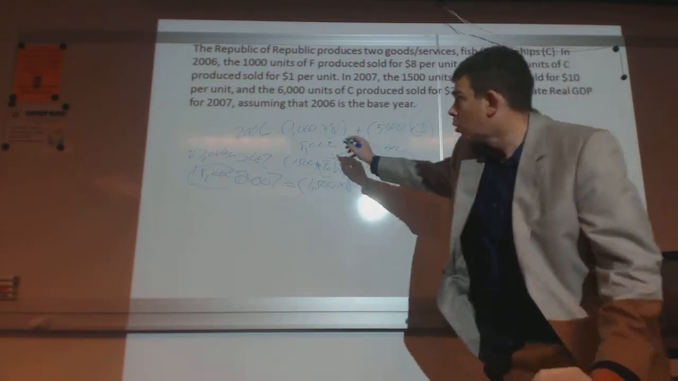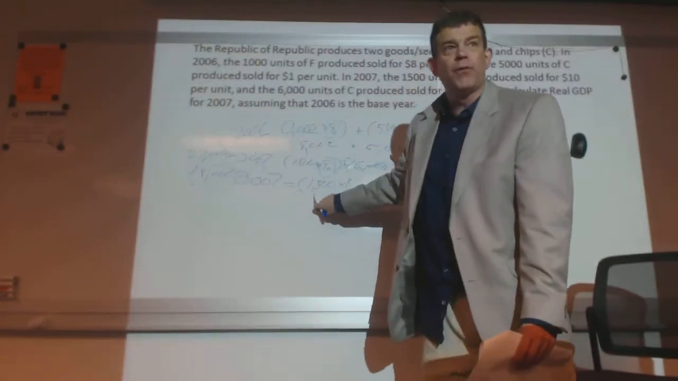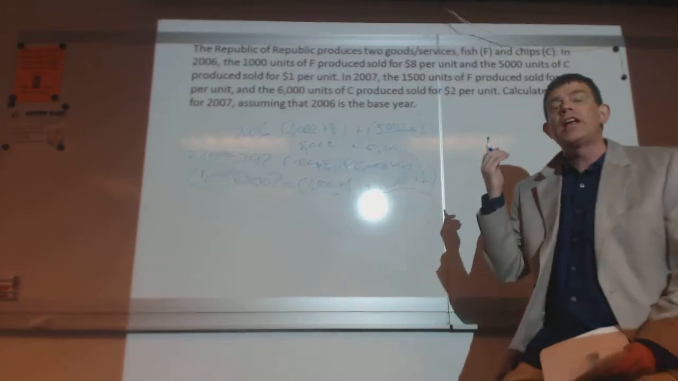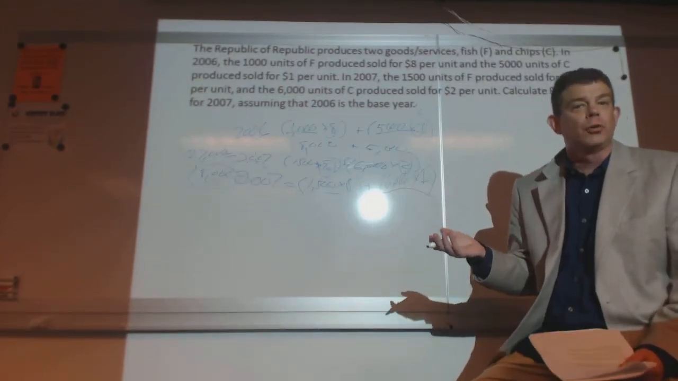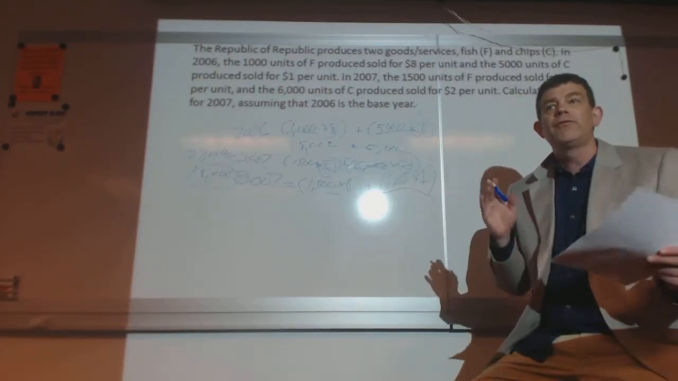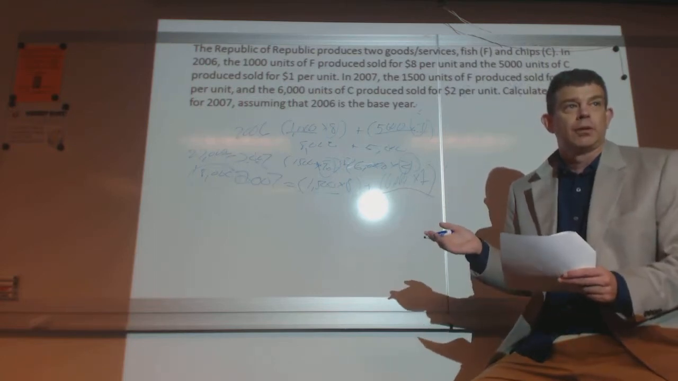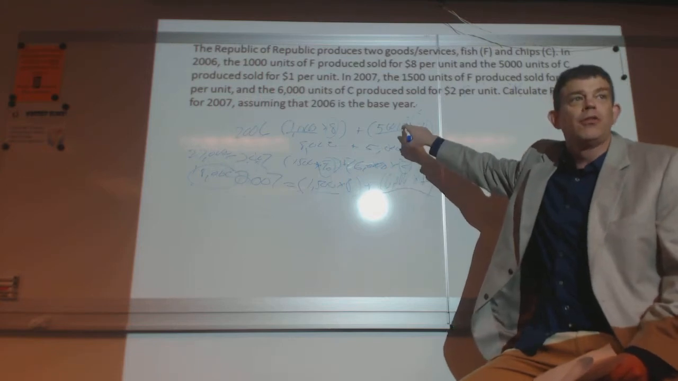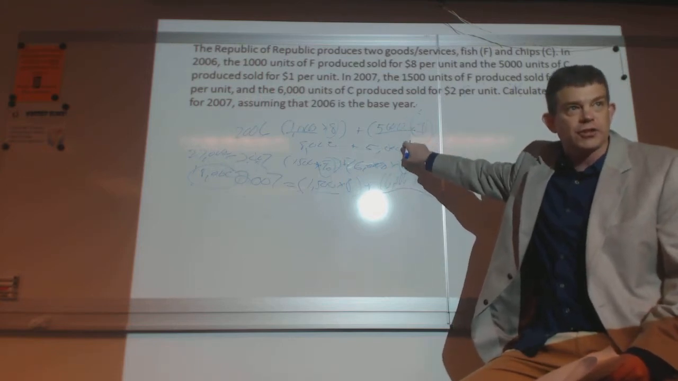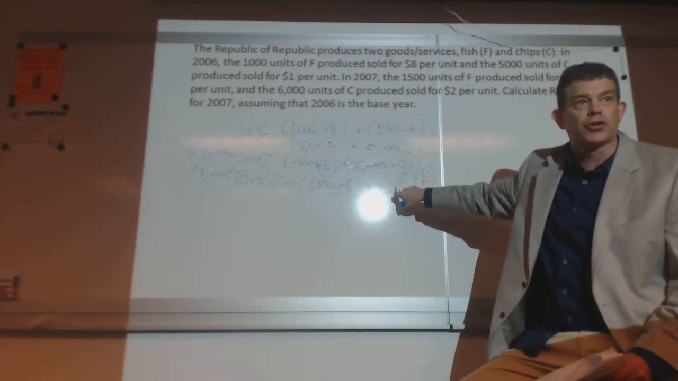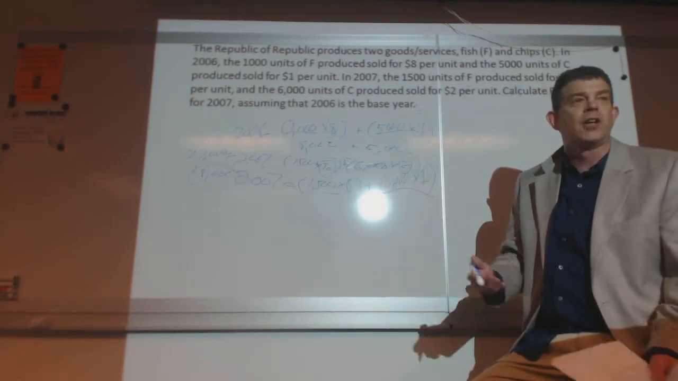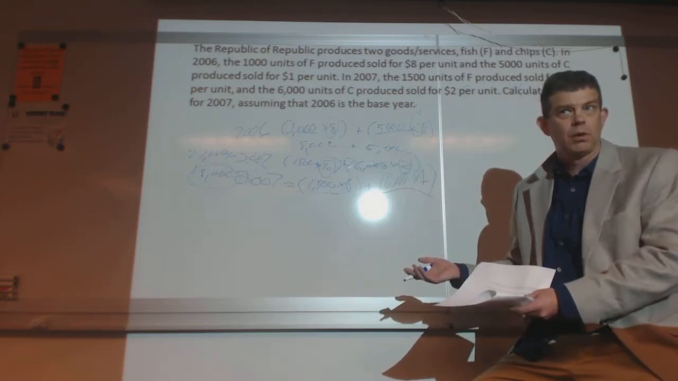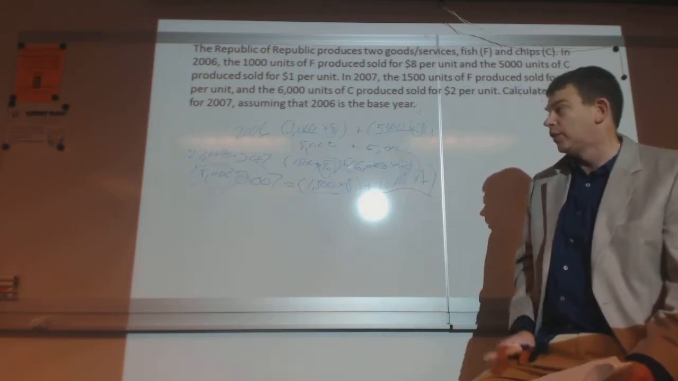The answer is clearly yes. We produced 1,000 of these, now we're up to 1,500. We had 5,000 of these, now we have 6,000 of these. We clearly produced more stuff. That's good news. But we need to factor out the inflation. And one of the easy tricks to doing it is simply substituting the base year prices for the current year production. That instantly converts it back to the relative prices of the base year. And that's the easiest way to do this.